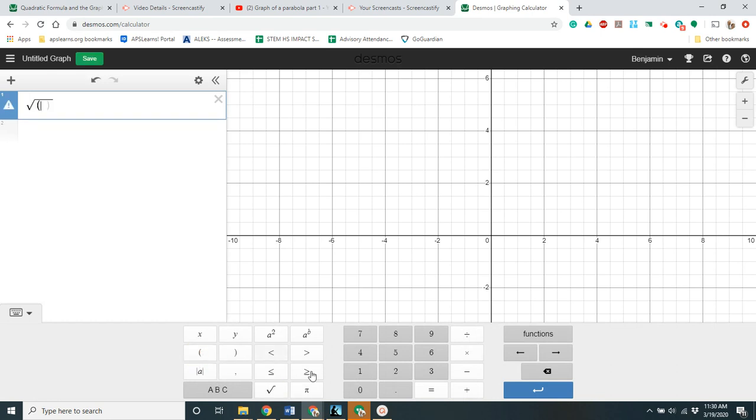Type in -2 squared minus 4 times 1 times -24. And all of that is over 2 times 1. You'll see here the value is 5.